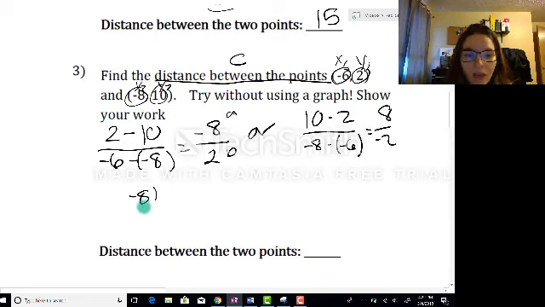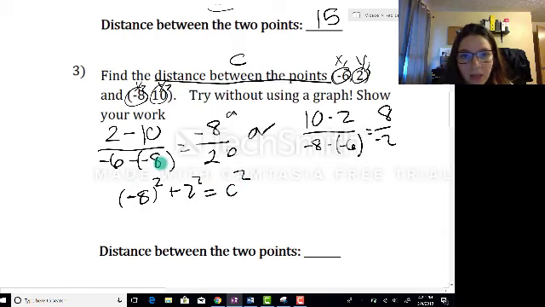So I have negative 8 squared plus 2 squared equals C squared. Now, squaring is that same number multiplied by itself twice. So I'm going to actually break this apart and show you what it looks like. Whenever we square something, it looks like this.